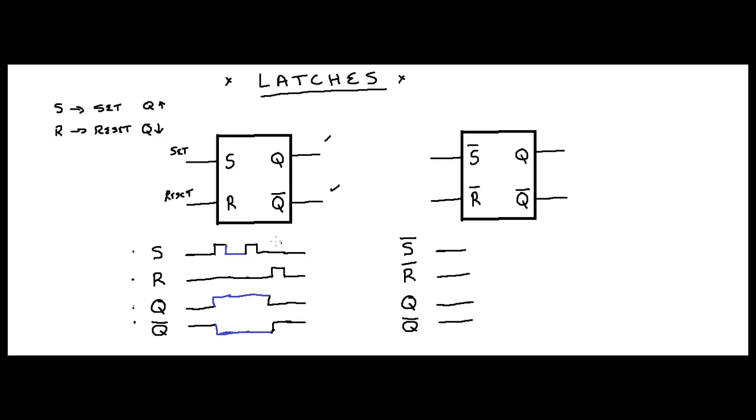All right. Now, I want to go through the same exercise. However, I want to use negative logic, because you're going to run into latches that use negative logic as well. So with S, let's think about this now. At this state, I'm just going to draw a little H here.